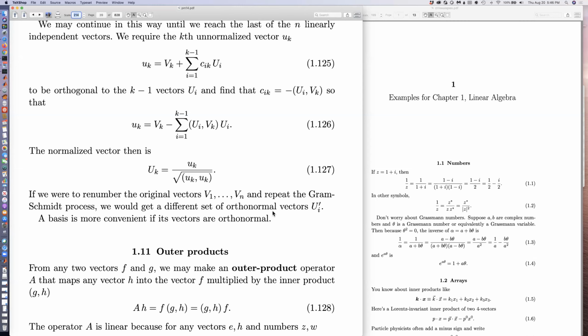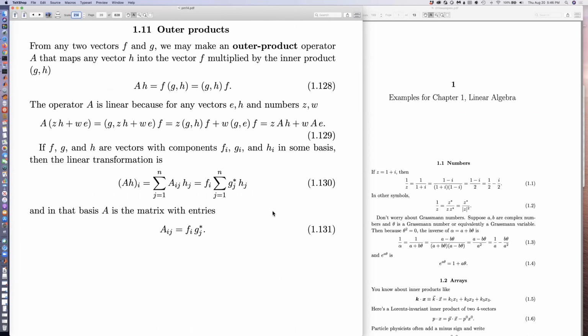Okay, let's get now to outer products, which we talked about on Wednesday, and I think also on Tuesday. And here's the abstract description of it. For any two vectors f and g, we make an outer product operator A that maps every vector h into a particular vector f multiplied by this scalar. So A on h is the vector f times this number, or this number times the vector f.